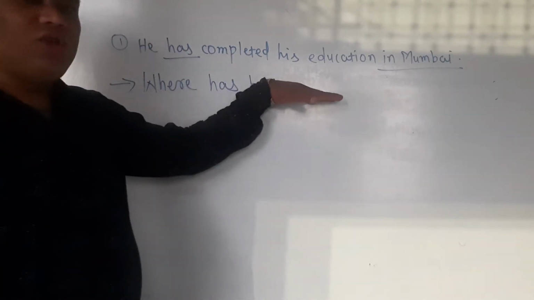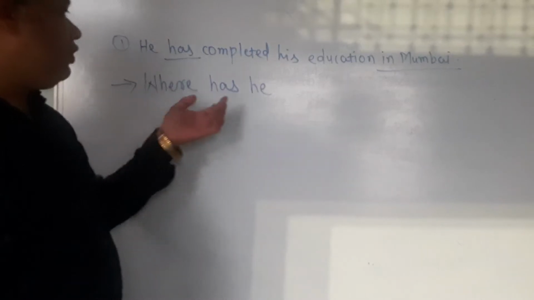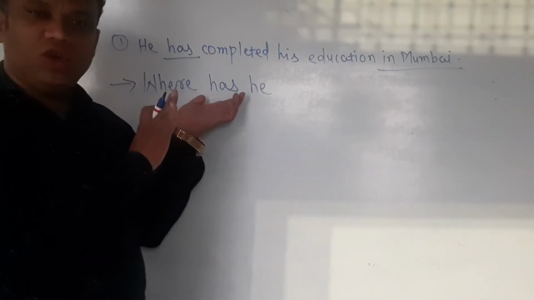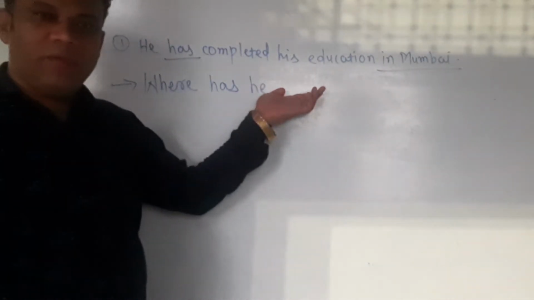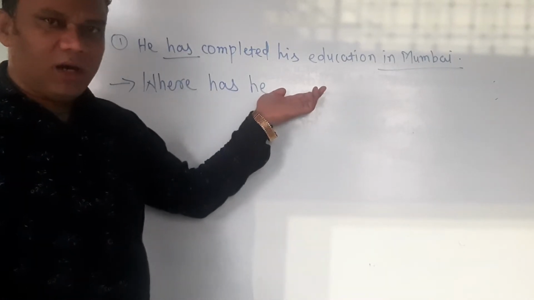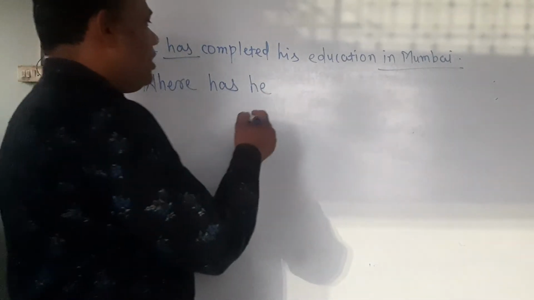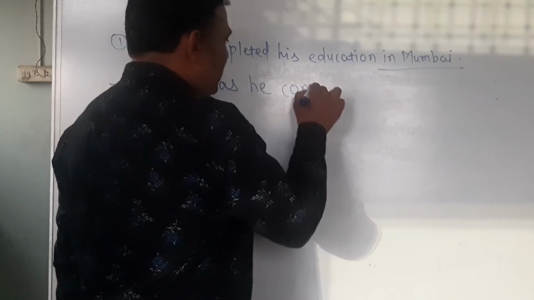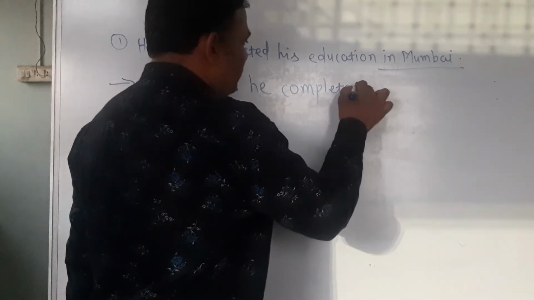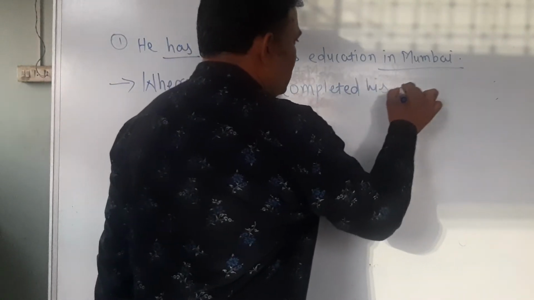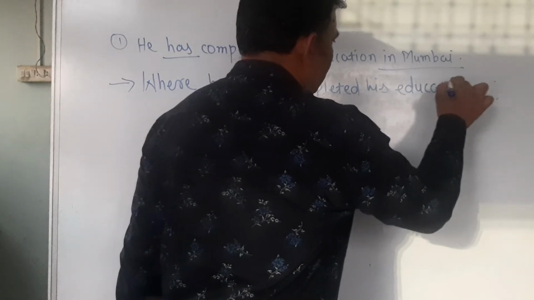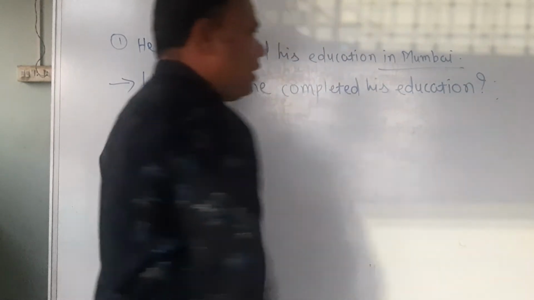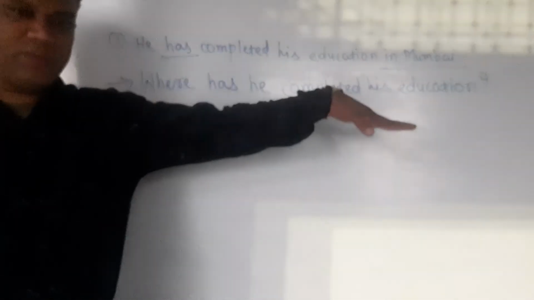Now the time comes to use the main verb, but as we have used the helping verb from the sentence only, the main verb will not change. Main verb will come as it is. Where has he completed his education? And at last we have to put the question mark.